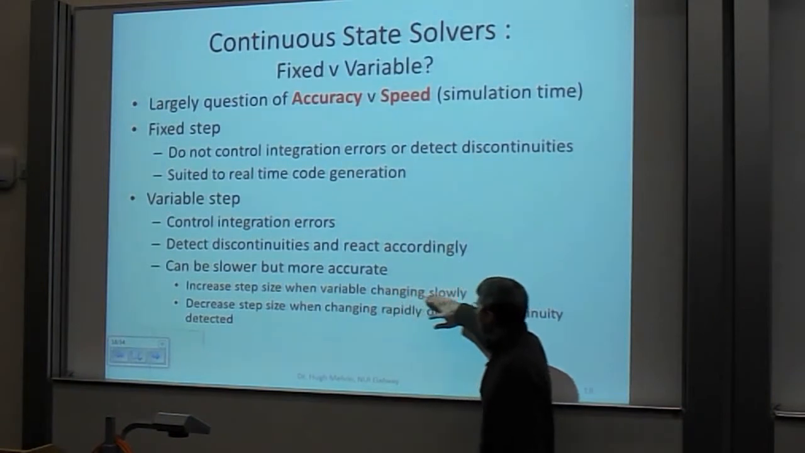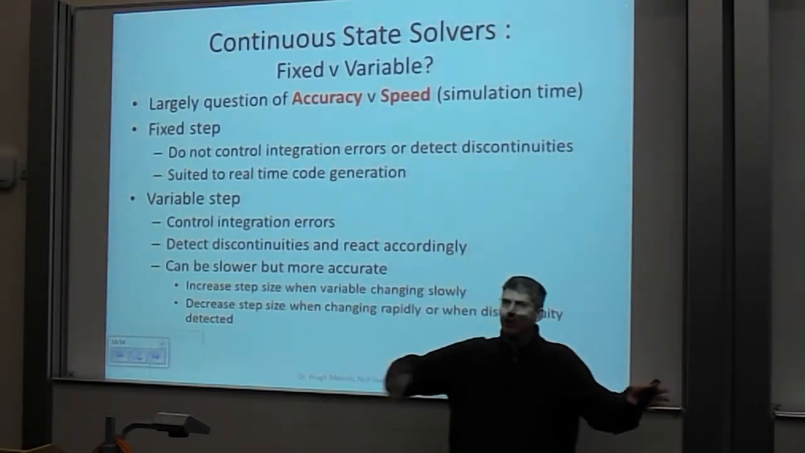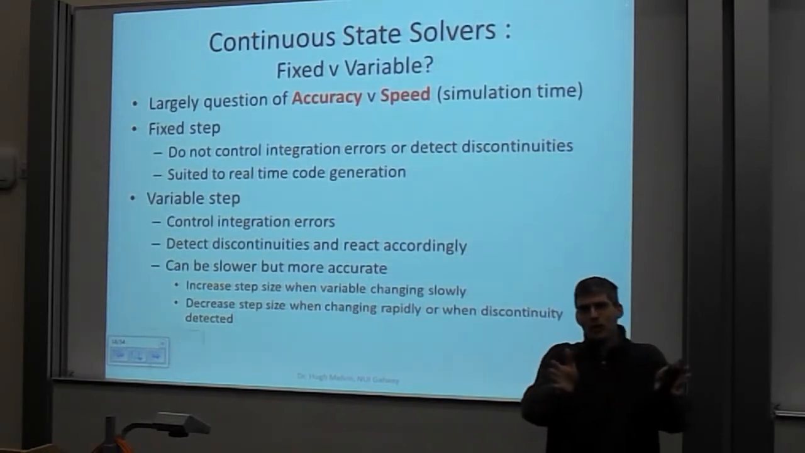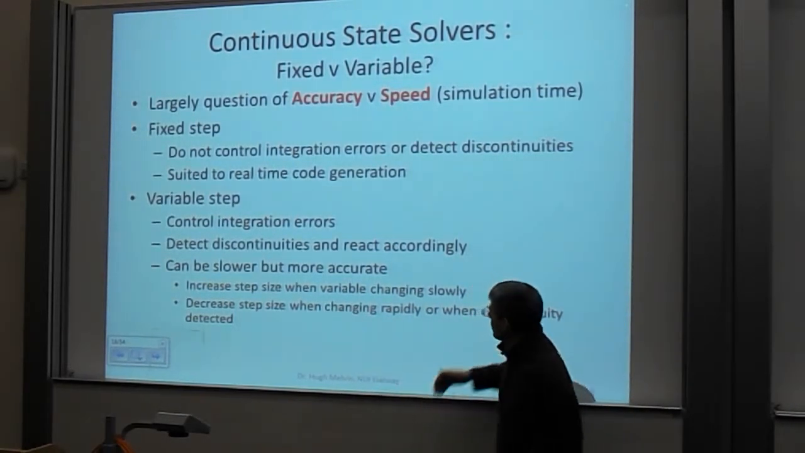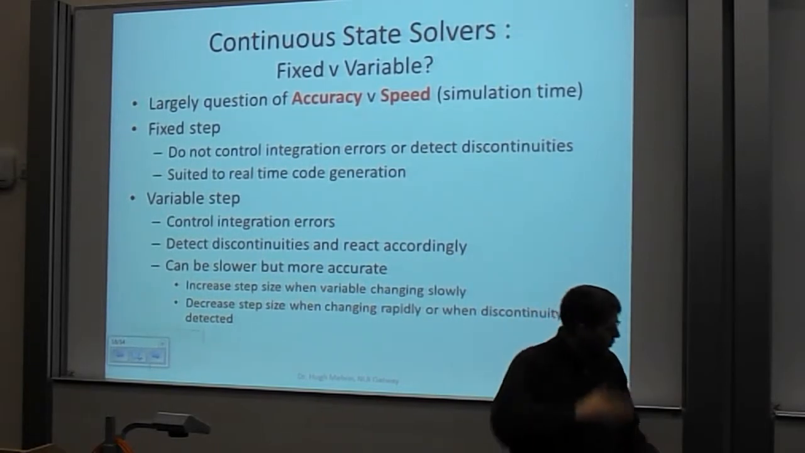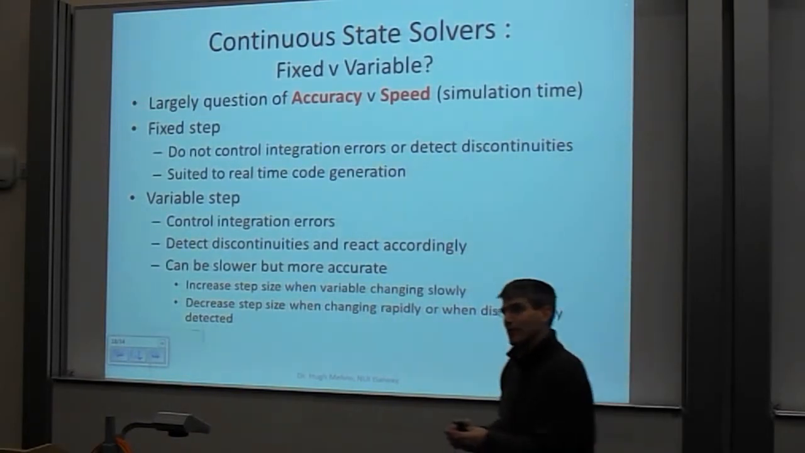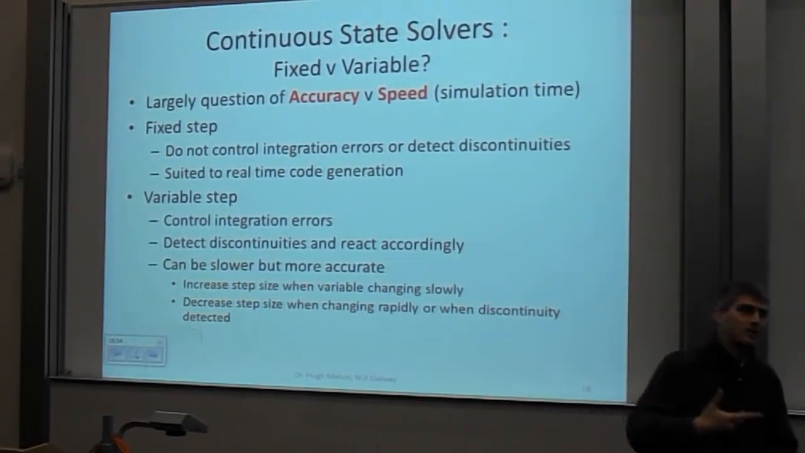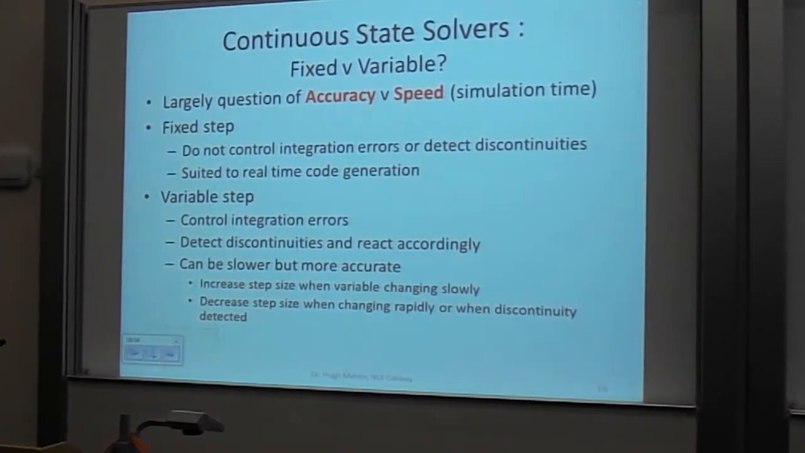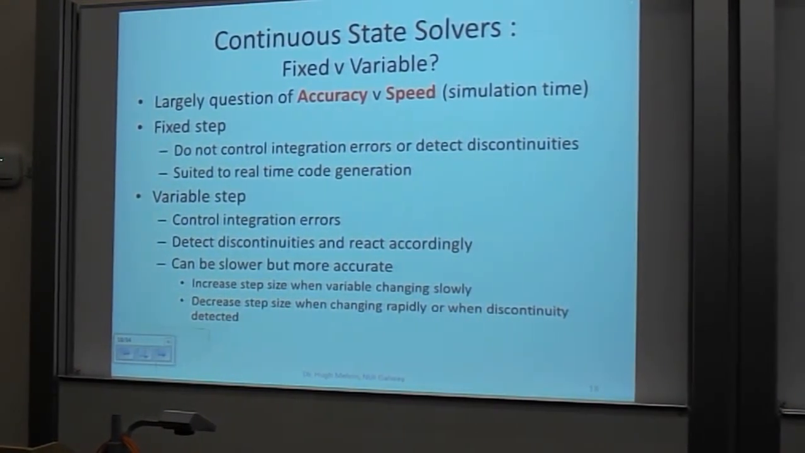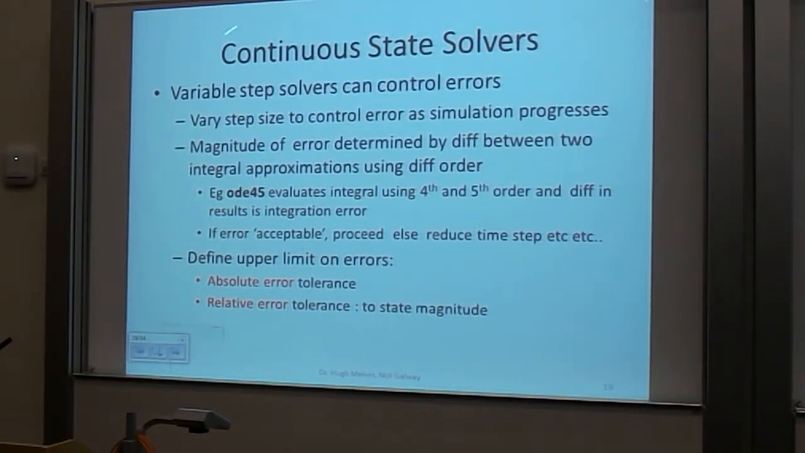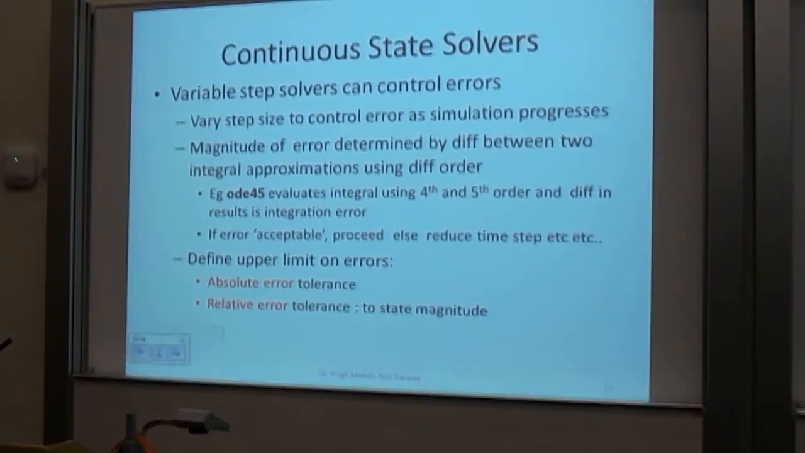So when the variable is changing slowly, it will increase the step size. It will say, not much is going on here. I can afford to increase the step size. But when things are changing rapidly, or it sees a sudden change, it might say, I need to reduce my step size just to make sure I don't miss something. So it's all logic that's built in behind Simulink. But again, you need to be a little bit aware of how it works with continuous state solvers. And as you know, at this stage, the step sizes vary to control the error as the simulation progresses. So in other words, the step size will change as you go through from start to finish.